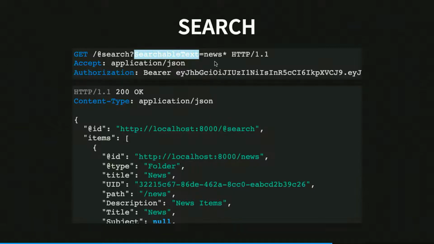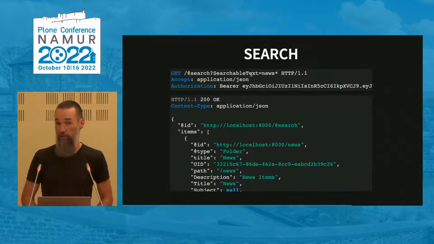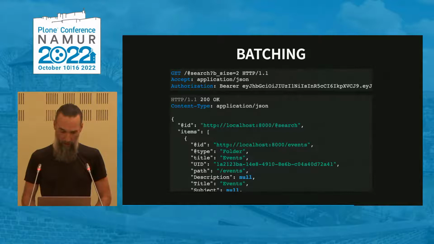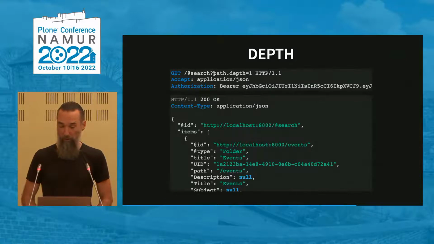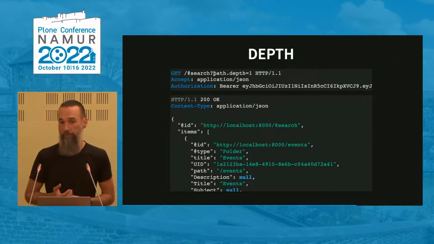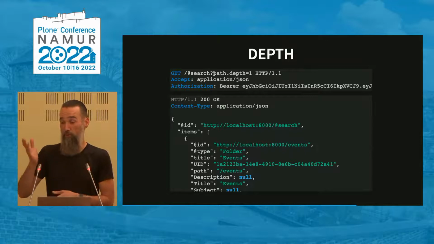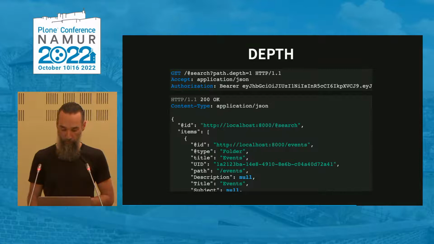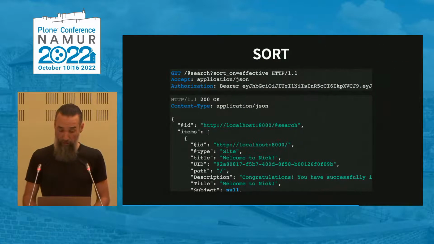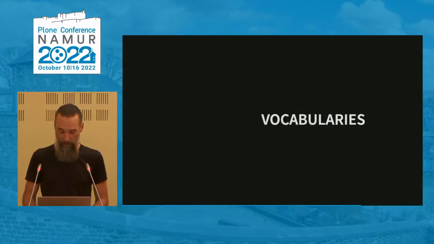But the search one works, so you can just do, in this case, a simple searchable text, but you can also do any path index or anything else. I think I have some examples in there. Yeah, you can do batching, with the batch size and an offset. We can do depth, so with the path index you can search for /news or in the root, and then with depth 1 you only see the items in the root and not all sub-items in there. You can do sorting, so you can sort your results on effective date or on any of the other indexes.